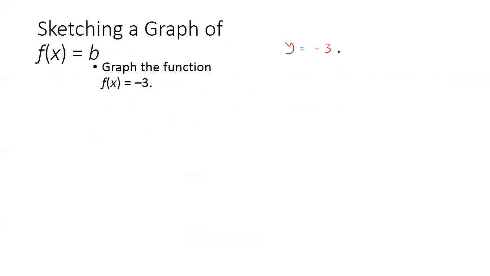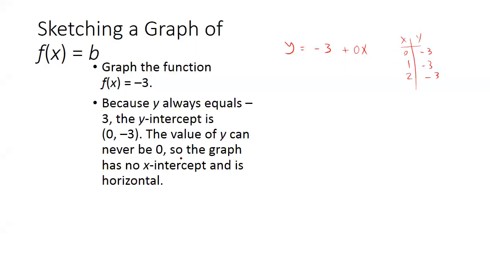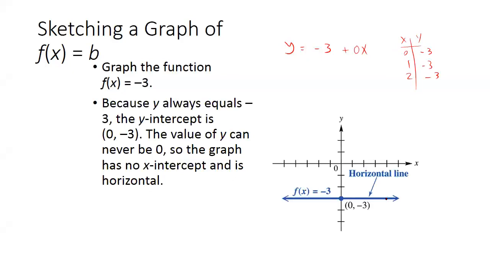If we were going to graph y is equal to -3, what's missing here? Something is missing. X is missing. So really we have plus 0x here. So it means regardless of what I substitute for x, y would be equal to what? -3. If x is equal to 1, y is equal to -3. If x is equal to 2, y is equal to -3, right? So if you locate these points here, you notice that that corresponds to the horizontal line.